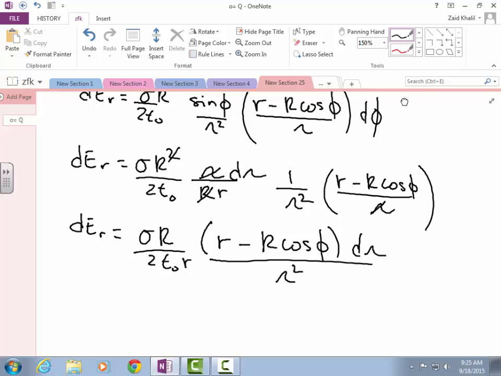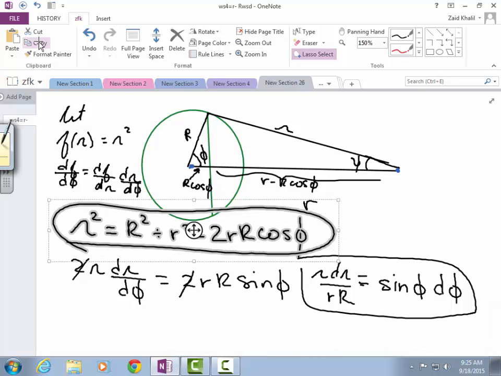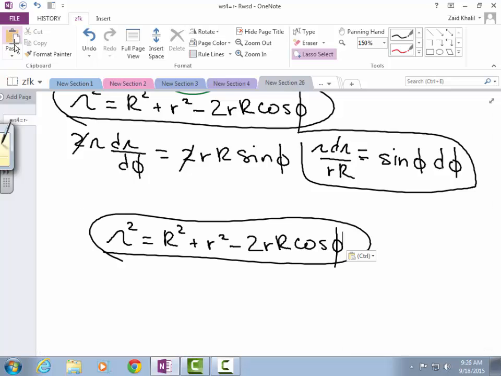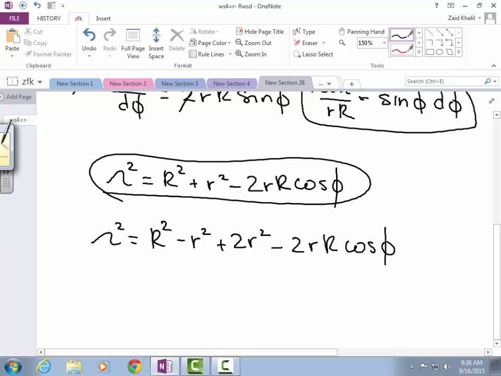Let's see what we can do. Let's go back here, and I want to take a look at this thing. So I'm going to copy it, and I'm going to paste it right here. And watch this. So now script r squared, I'm going to write it like this. It's going to be r squared minus little r squared plus 2 little r squared minus 2r cosine phi. Does everybody see how that's true? What did I do? I added 0. I just kind of cleverly expanded it. So why would I do this?